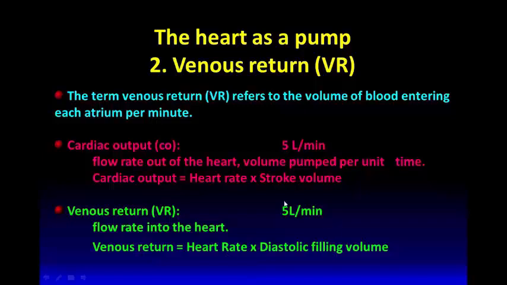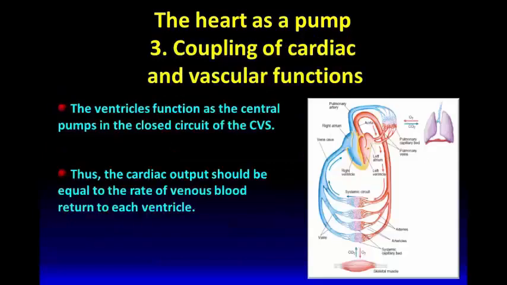As you all know from the previous lectures, the diastolic filling volume is approximately 70 milliliters in 1 heartbeat, in 1 cardiac cycle, which is essentially equal to the stroke volume in 1 cardiac cycle. Thus, the cardiac output and the venous return are equal. And this is evident when we combine and couple the cardiac and vascular functions.